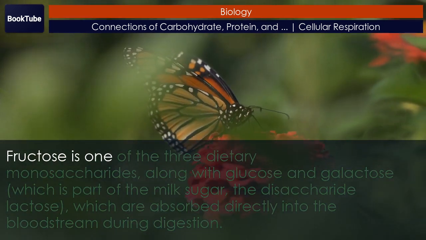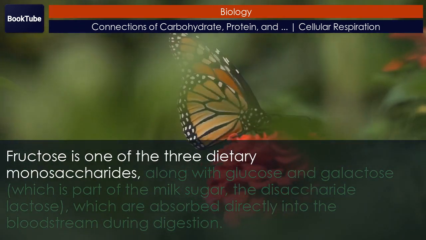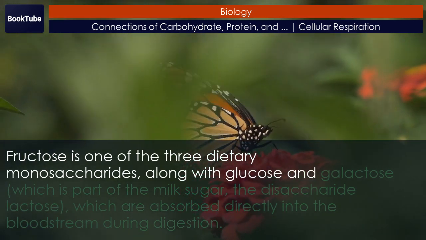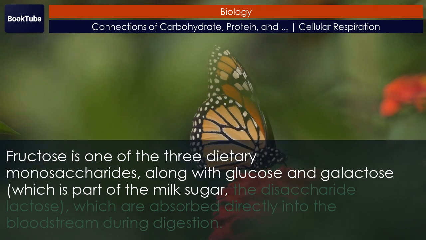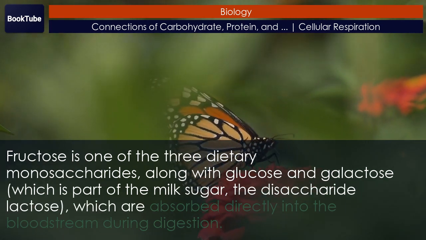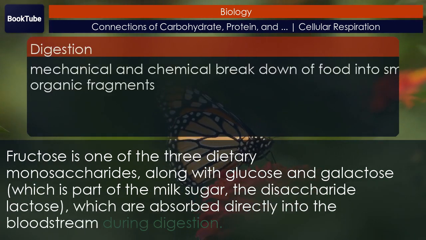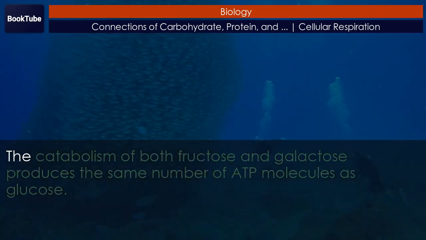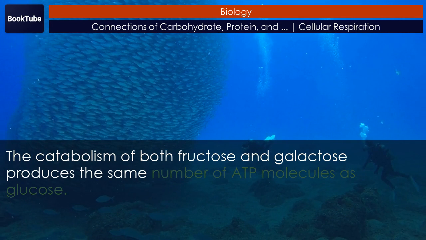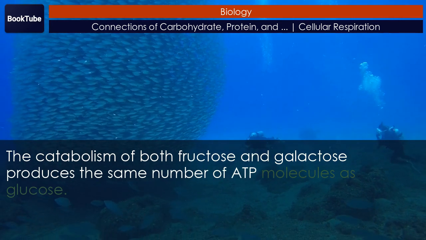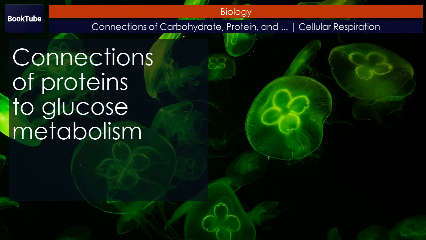Fructose is one of the 3 dietary monosaccharides, along with glucose and galactose, which is part of the milk sugar, the disaccharide lactose, which are absorbed directly into the bloodstream during digestion. The catabolism of both fructose and galactose produces the same number of ATP molecules as glucose. Connections of proteins to glucose metabolism.